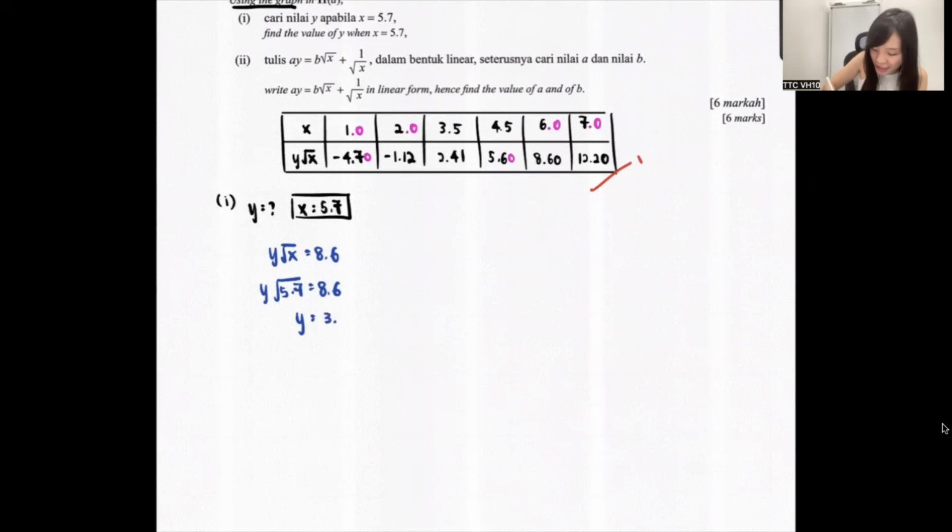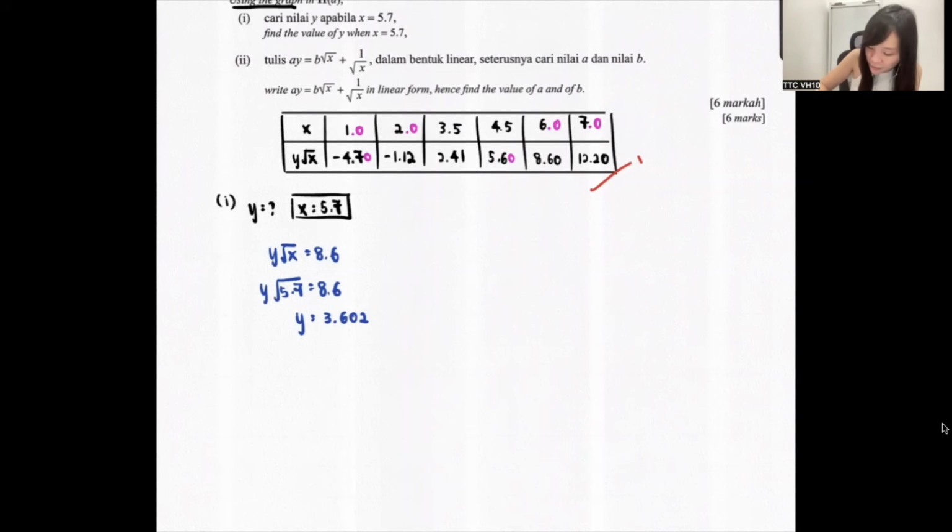Guys, you cannot exactly get that answer. You don't need to worry, because SPM always has a range of answers for you to hit. So as long as you're inside the range, as long as you don't draw until very, very wrong, it's a reasonable range, then they will still accept your answer. So my answer is 3.602.